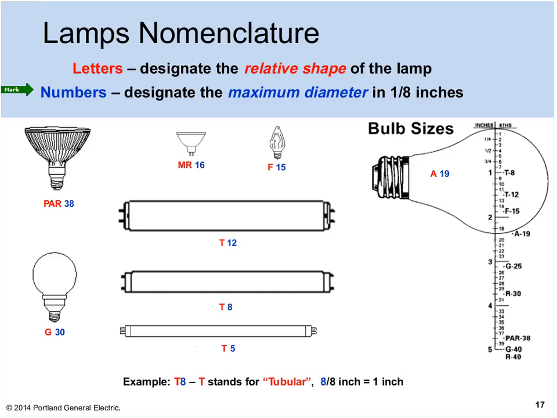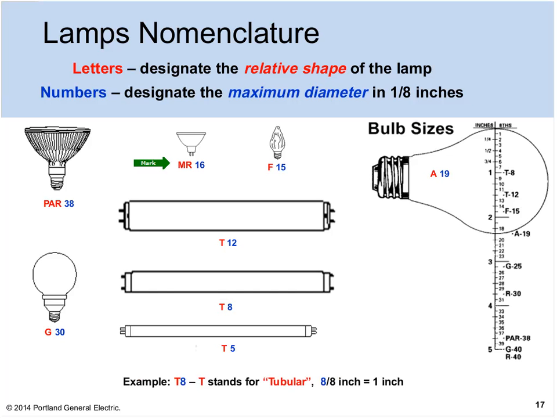So for example, down here, our common T8, which we all talk about, the T stands for tubular, and the 8 stands for 8/8 of an inch, or 1 inch. And that's where the easy math comes in. T12 is going to be 1.5 inches. Here's a globe that's 30/8 of an inch, or 3 3/4 inches for those of you without a calculator. A parabolic aluminized reflector lamp, PAR38, is 4 3/4. MR16, 2 inches, and so on.